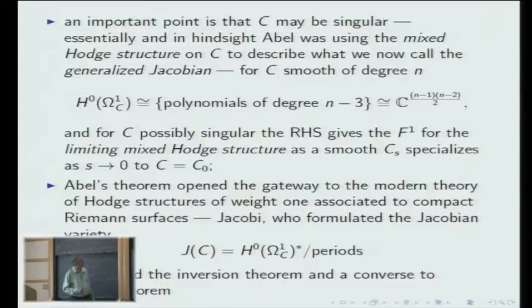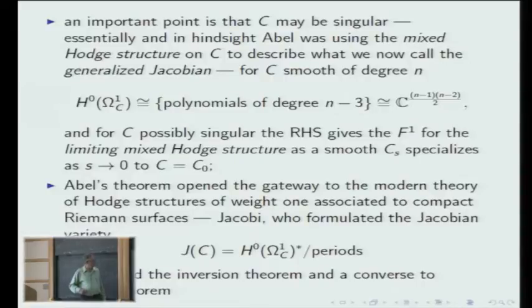An important point here is that the curve can be singular, and so I'll use a little modern terminology here. In hindsight, what Abel was using is what we now call, due to Pierre, the mixed Hodge structure on the curve to describe the generalized Jacobian. And here I've just written a few words to explain what that is. The regular differentials for a smooth curve and a possibly singular curve give you what is called the F1, the first level of filtration in the mixed Hodge structure of the curve.